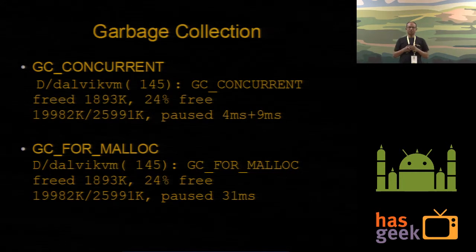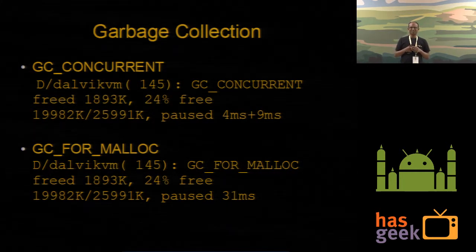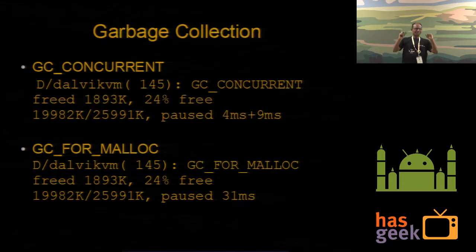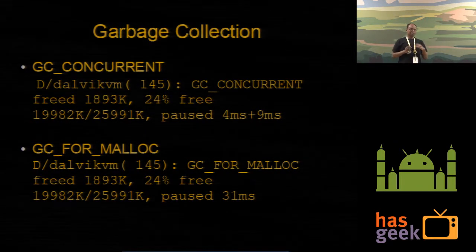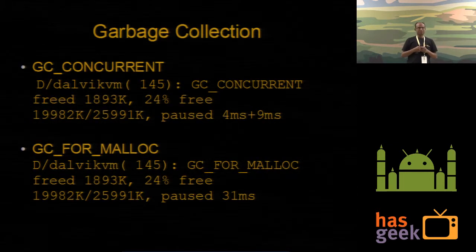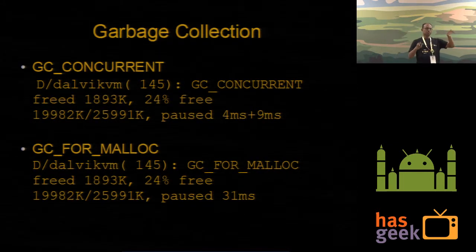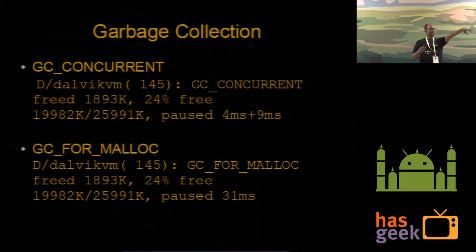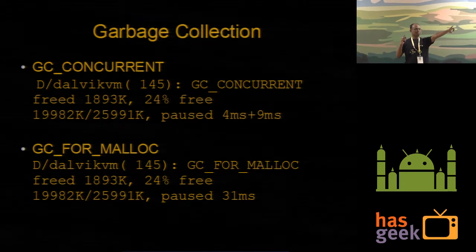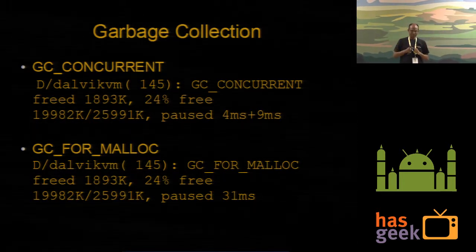Now the other thing that Android, okay, so I think I'll just finish. Memory is one main part. That is the other thing that Android Dalvik really manages. So just to recap, if you actually look at your logcat, there are two main important things. One of them is GC concurrent, and one of them is GC for malloc.